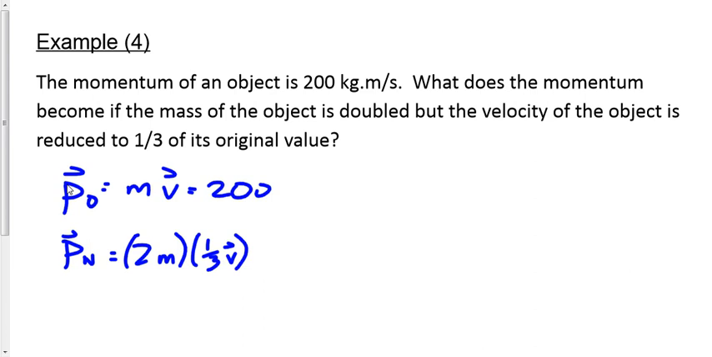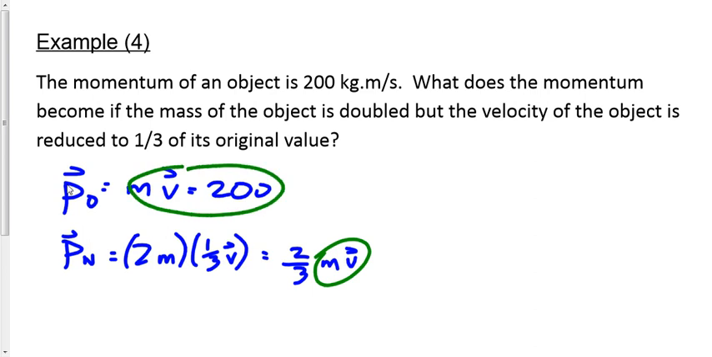Now, let's simplify this a little bit. Combine the 2 and the 1/3, pull them out front. We get 2/3 m times v. Look at what just happened. Here's m times v. Here's m times v equals 200. Well, if my new momentum is 2/3 m times v, and m times v is 200, then why don't I just say my new momentum is 2/3 times 200? Does that make sense?